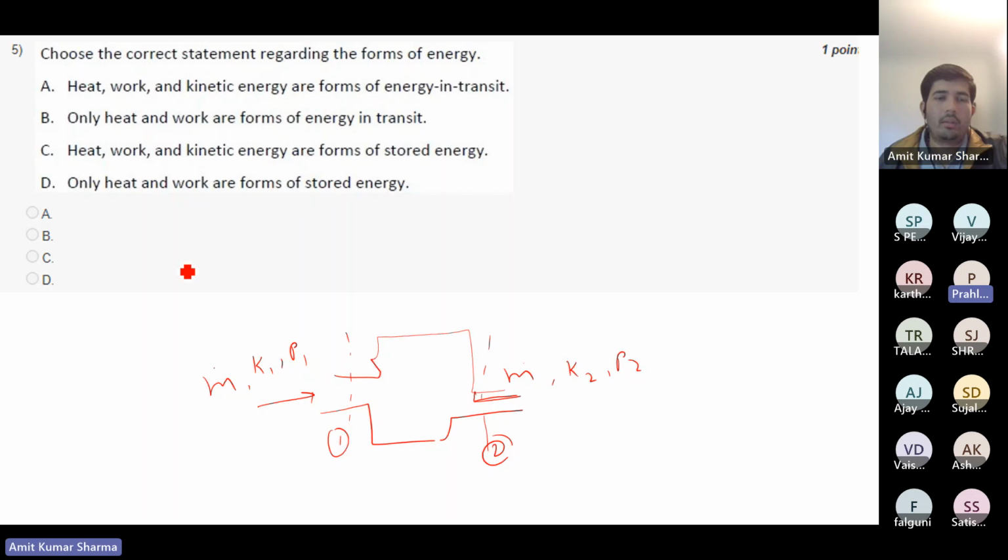What do you think? No, sir. But kinetic energy is coming now. You are saying that suppose this is the system, system boundary is this. So you are saying that kinetic energy cannot be transferred through the system. But it's transferring. The kinetic energy is coming in, the kinetic energy is coming out. What do you want to say?